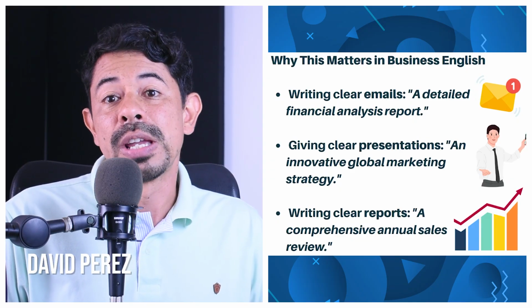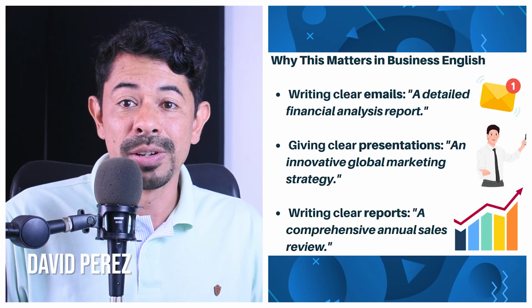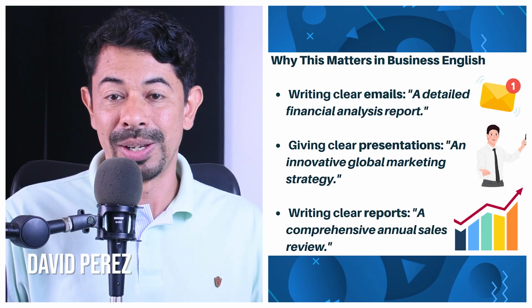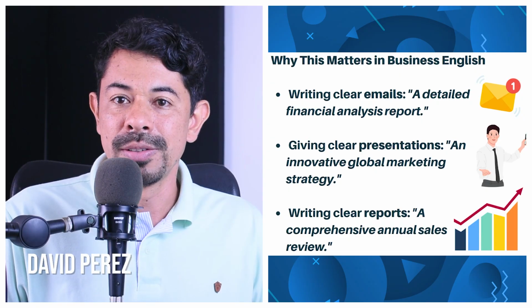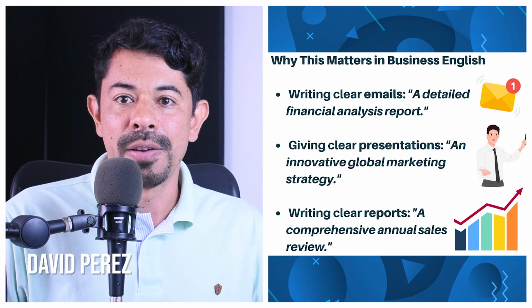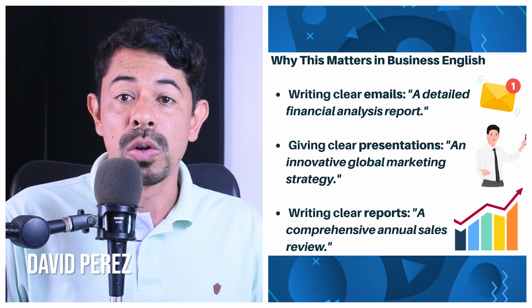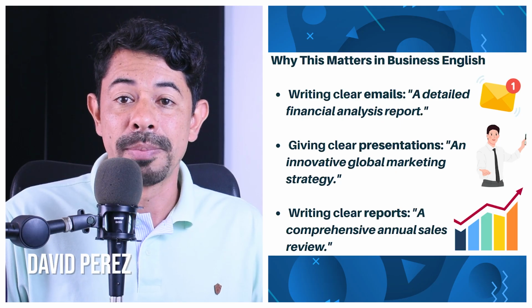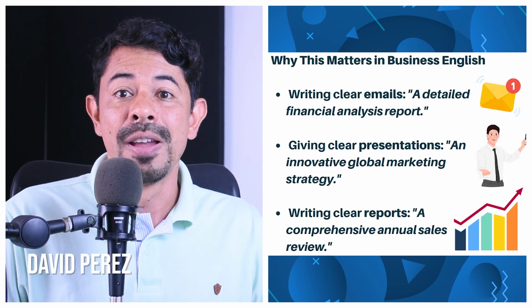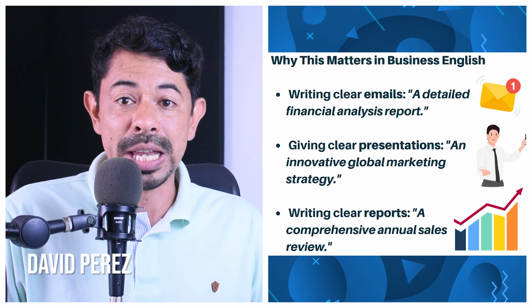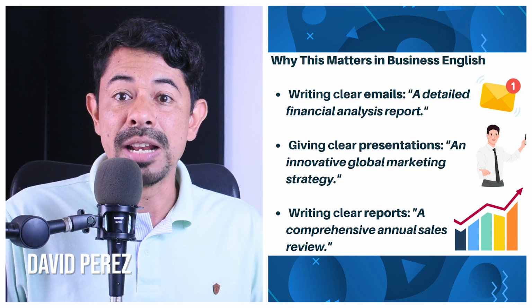So if you're giving a presentation, you can say, for example, we are working on an innovative global marketing strategy. That's a great thing. You have opinion, you have origin, you have a purpose, and you have the noun. Opinion: innovative. Global is the origin, marketing is the purpose, and strategy is the noun. Innovative global marketing strategy. People hear it in a presentation, they get it immediately.